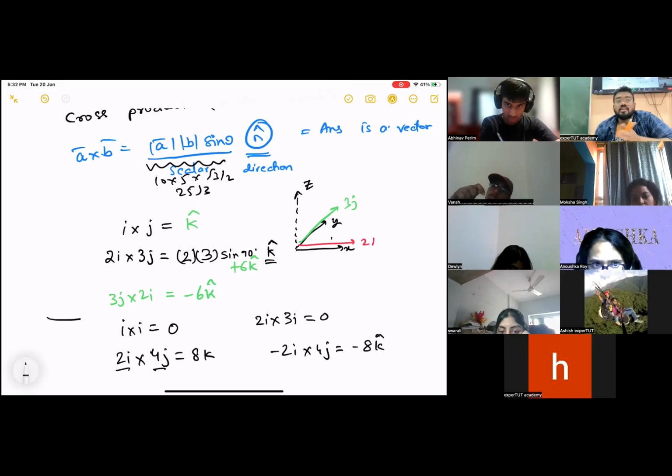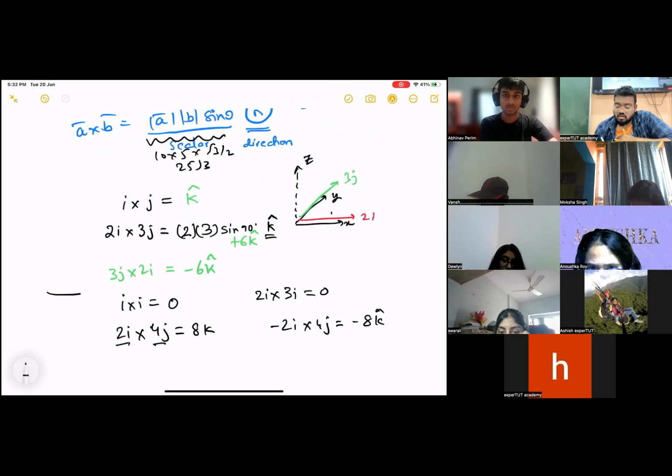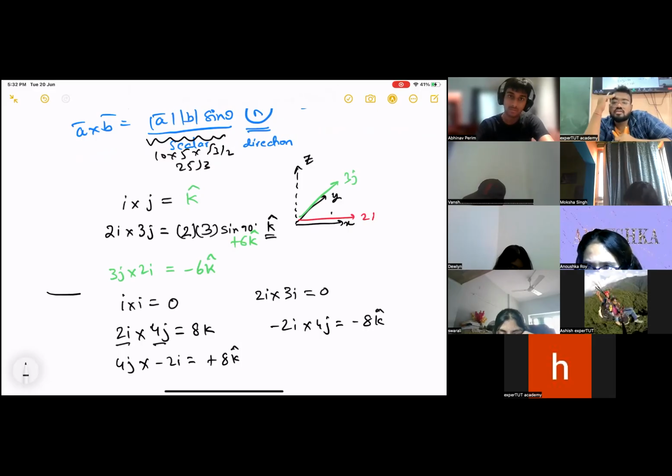Minus. Everyone keep writing this. Okay, keep writing all these results. Okay, 4j cross -2i. Plus 8k, right? You take the negative outside and then j cross i is -k. So therefore it is plus 8k.